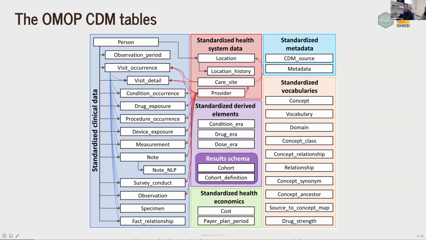CDM throughout. This is a schematic of what it looks like, and at its core is the person table. So this represents each person in your healthcare data, who appears in this table with a unique identifier and some demographic information such as their date of birth. And then we have other tables that link to that. For example, you have an observation period table that tells you the span of time when somebody was in the data. So maybe they were in your database from 2005 to 2015.